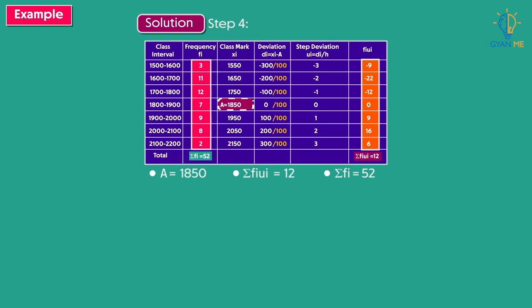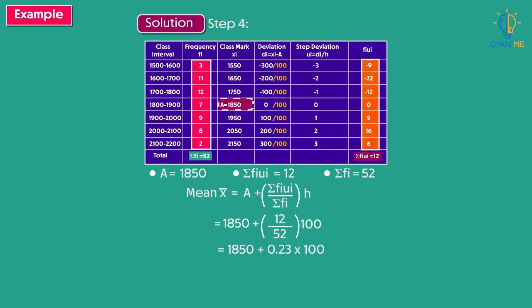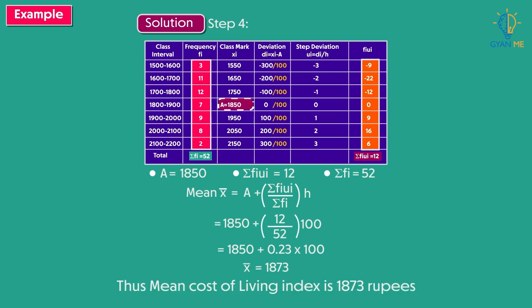Now substitute all these values in our formula. Mean x bar is equal to a plus sigma fi ui upon sigma fi into h. After that we get 1850 plus 12 upon 52 into 100. On solving, we get the mean x bar as 1873. Thus, the mean cost of living index is 1873 rupees for our given data.